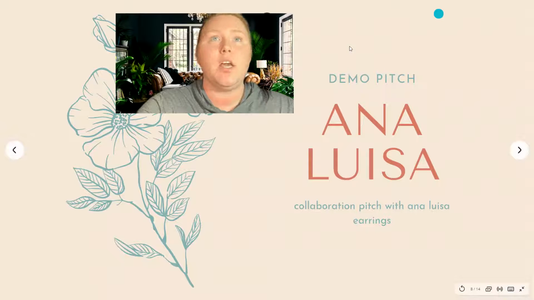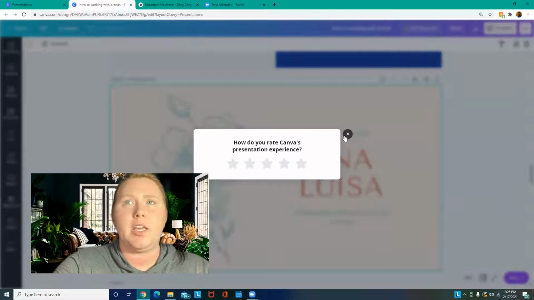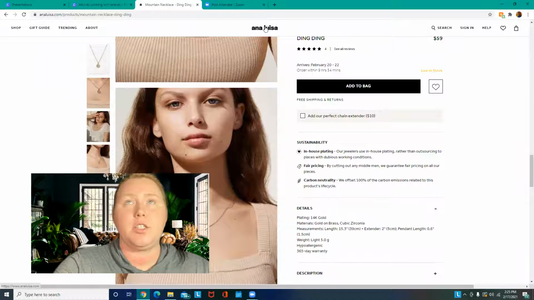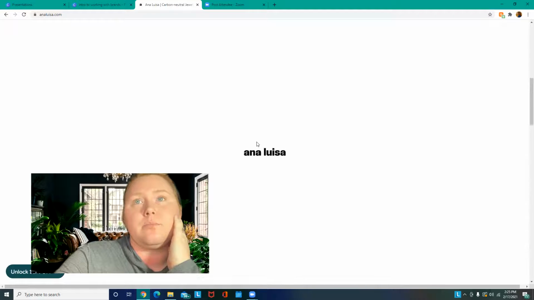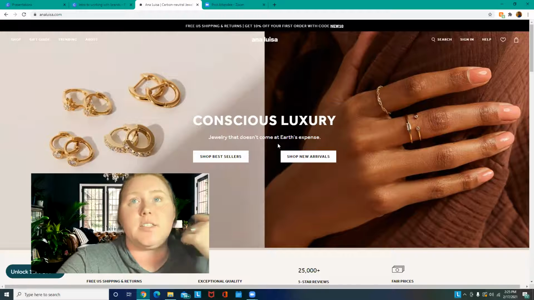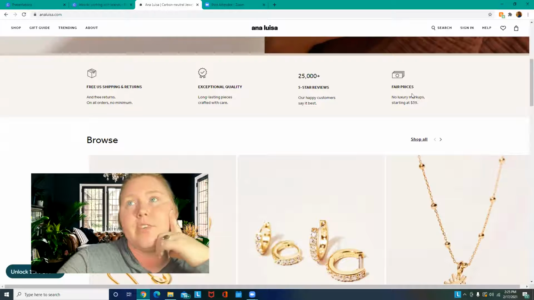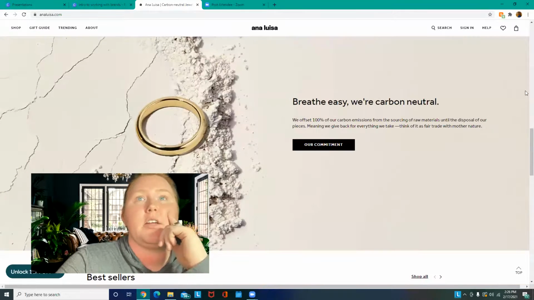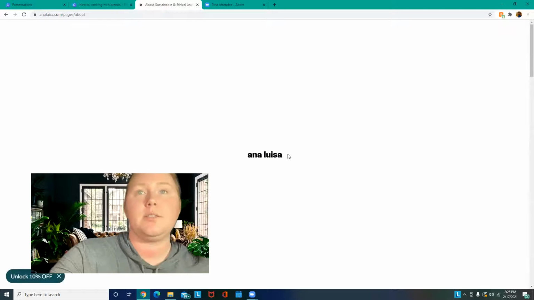So I chose a company called Ana Luisa, and I'm actually going to show you guys the brand I picked just to base off this. It's a jewelry company. They're sustainable. Ana Luisa jewelry is supposed to be luxury jewelry that doesn't come at the earth's expense. They have free shipping, fair prices, but they're supposed to last a lifetime, right? And they're carbon neutral. Let's go to About Us, and you guys can kind of see the gist of their brand.